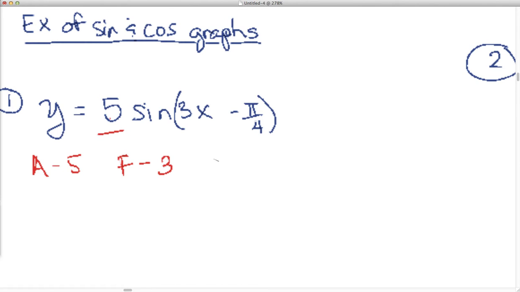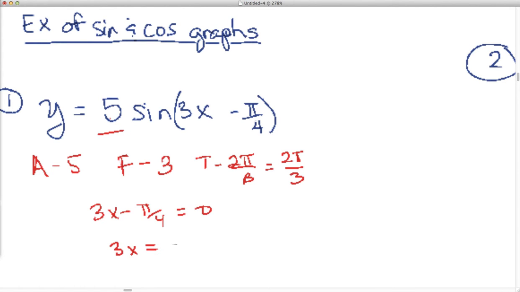Then we got to do the period. The period is going to be 2 pi over the frequency, and in this case we said the frequency was 3. And then the phase shift, you set 3x minus pi over 4 equal to 0 and solve. So 3x equals pi over 4, divided by 3, x equals pi over 12. So that's the phase shift. Okay? So now let's get what the new fundamental cycle is going to be.